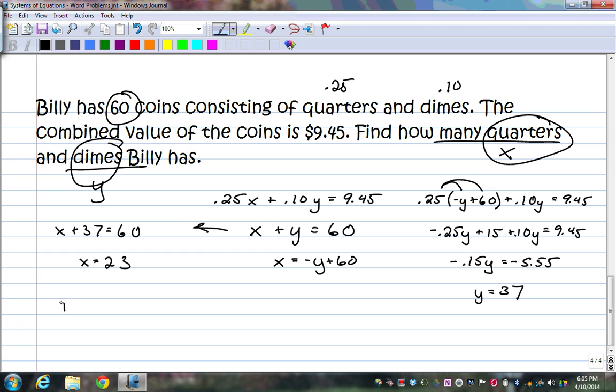So Billy has 23 quarters and 37 dimes. And we know it's worth $9.45. Maybe he's going to take that and cash it in so that he could buy lunch when he goes out to the jazz band concert field trip.